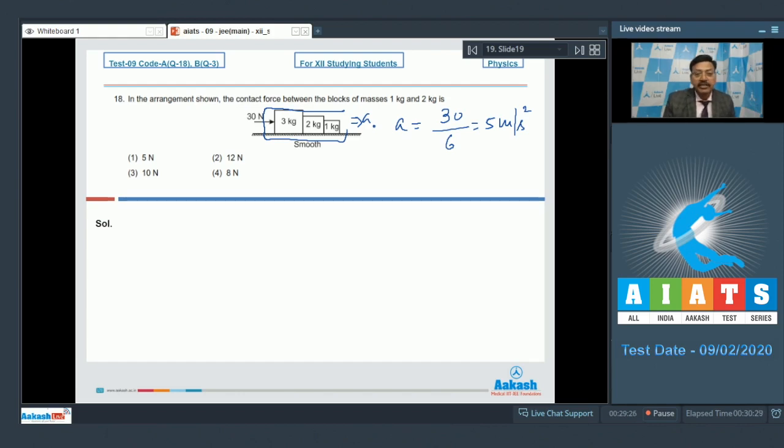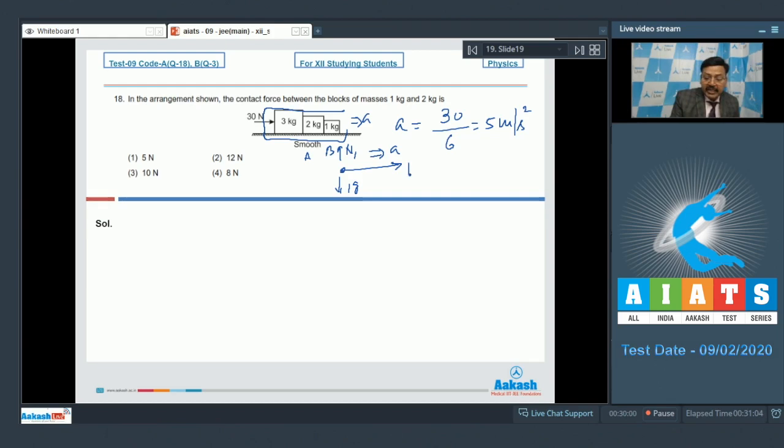Now to find the contact force between 1 kg and 2 kg, let's consider the free body diagram of 1 kg alone. And on this 1 kg, of course its weight is acting downward. It's not really important, but still this is 1 kg into g, and the normal reaction on this. These two forces will cancel. It's accelerating with A only, which we just found. And let's name the blocks as A and B. That means we are calling the 2 kg block as A and 1 kg block as B.